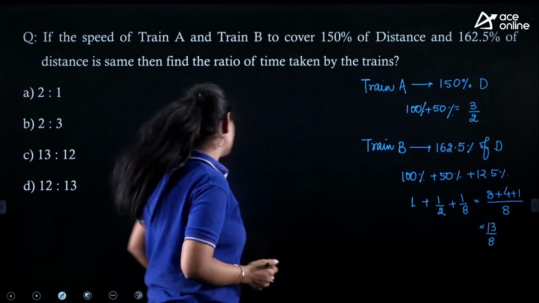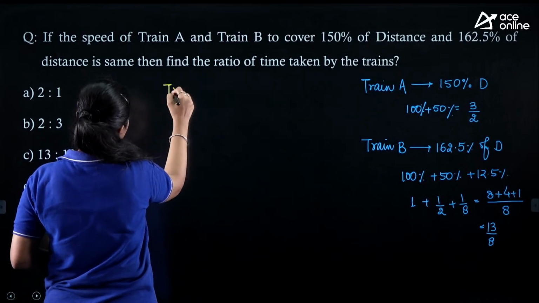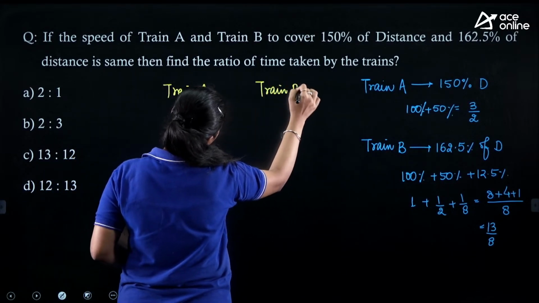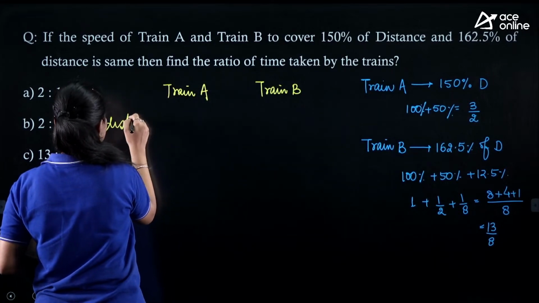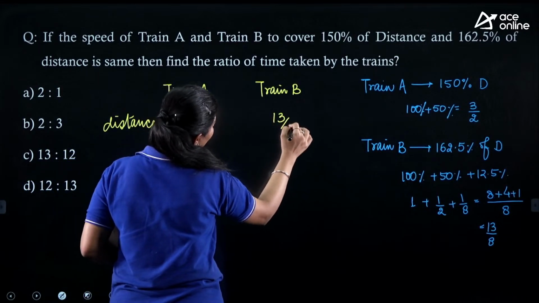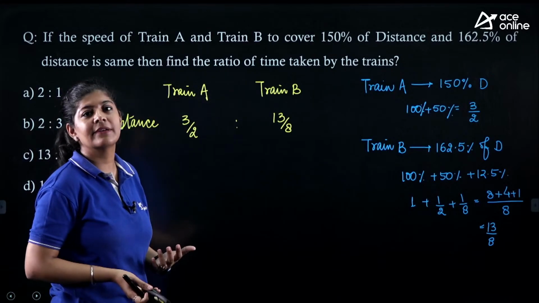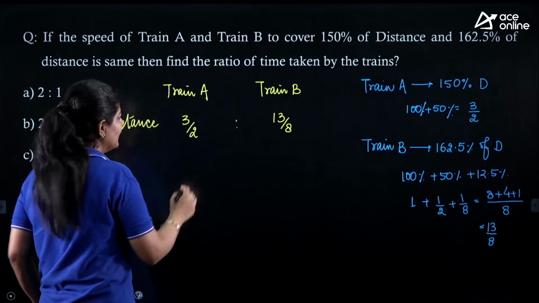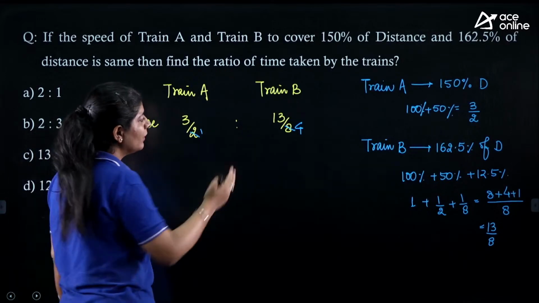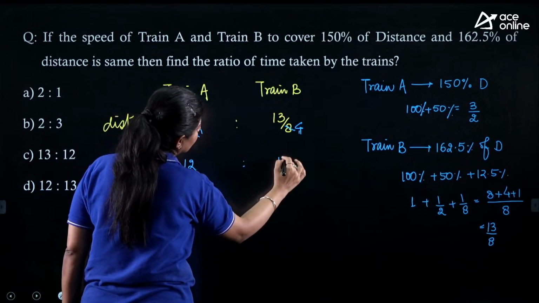So if I want to write the ratio of distance for train A and train B, I can write it as 3 by 2 and 13 by 8. But we know that if we have ratios in fractions, we first try to simplify them. I can eliminate the 2 with the 8 and transfer the 4 over here, and the distance ratio that we get is 12:13.